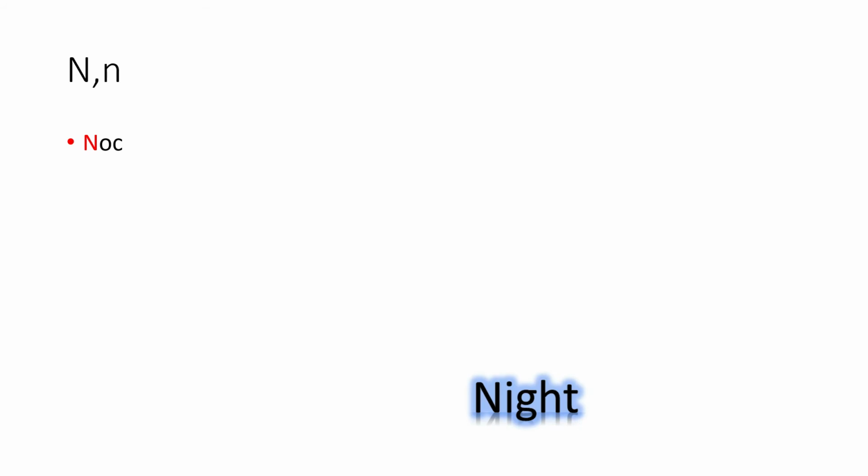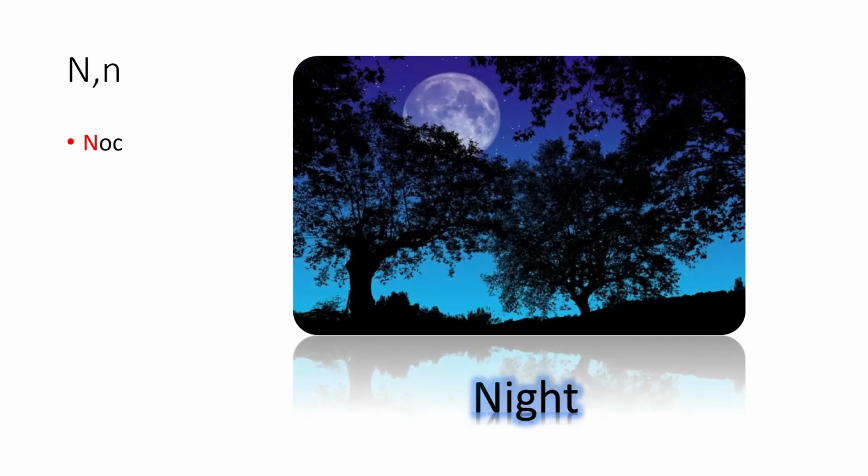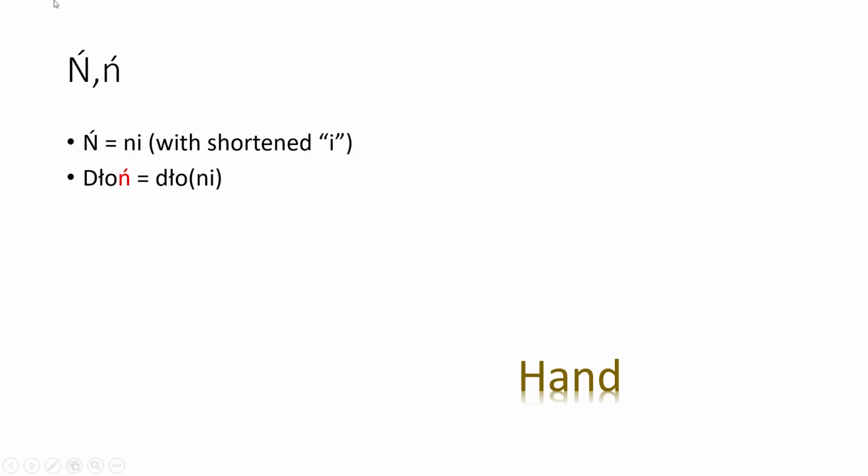N, knots, night. Notice the C here, knots. N with the dash in it, it's the same with the C with the dash on top of it, is pronounced ni with a shortened I. So not ni, it's ni. So example, dłoni, dłoni. You see? It's like N with a shortened I. So not dłoni, dłoń. Okay. Hand.